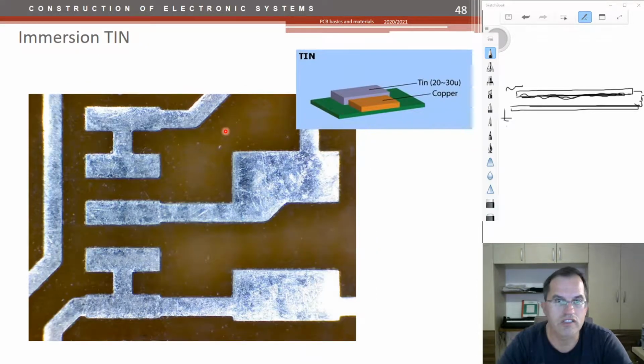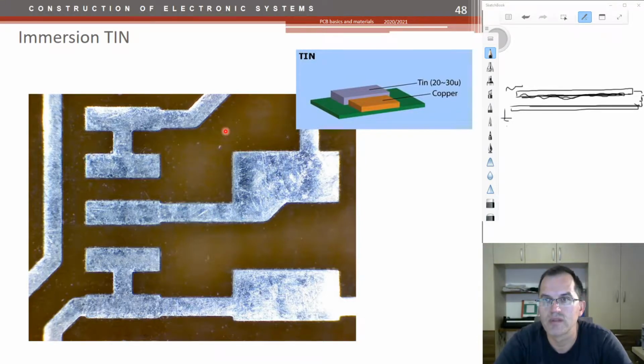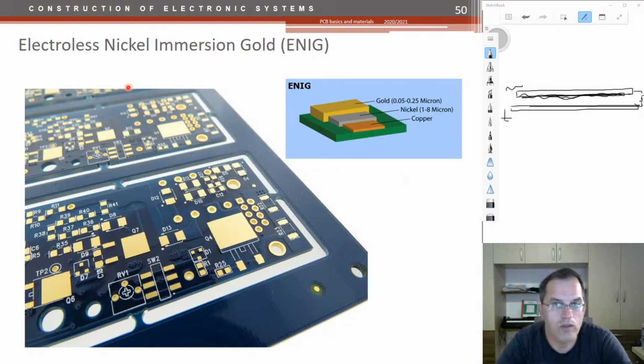Immersion tin: you just take the PCB and you put it in a tin bath and pull it out. That's it. Immersion silver. Silver is good for contacts usually, for keyboards and stuff like that. But it reacts with sulfur in the air and it may tarnish. So for that, gold is the most commonly used for such applications where you need long shelf lives or for some contacts and stuff that should not oxidize in any circumstances.